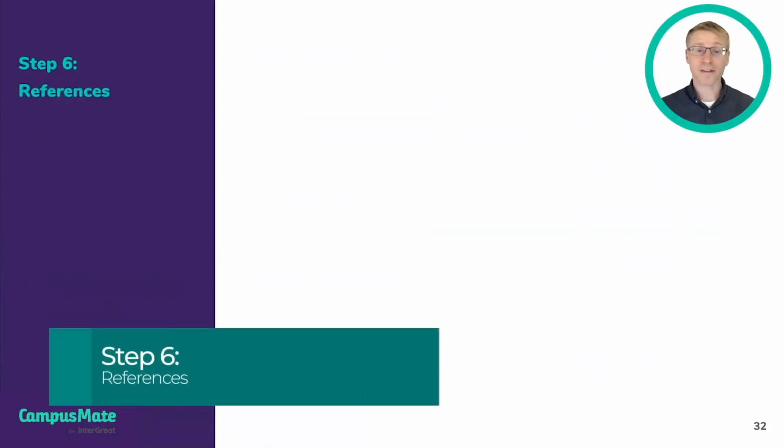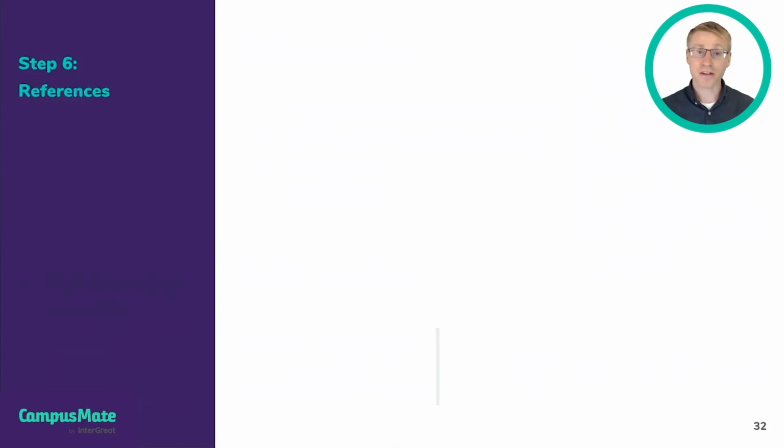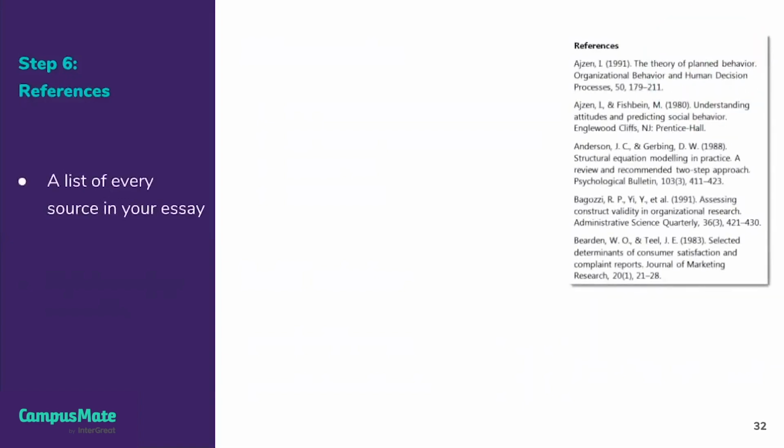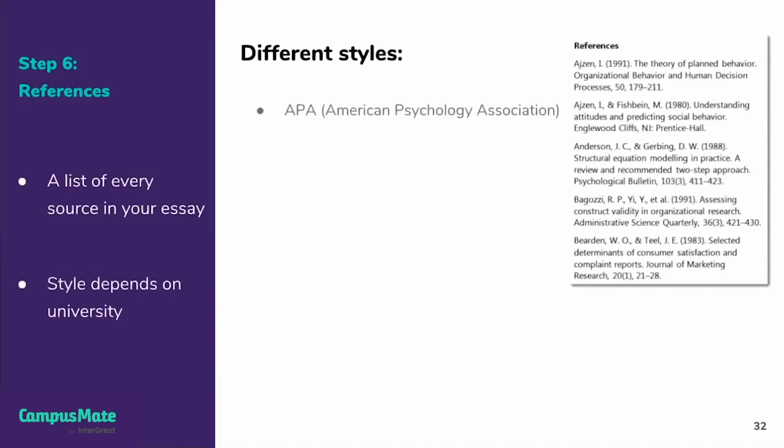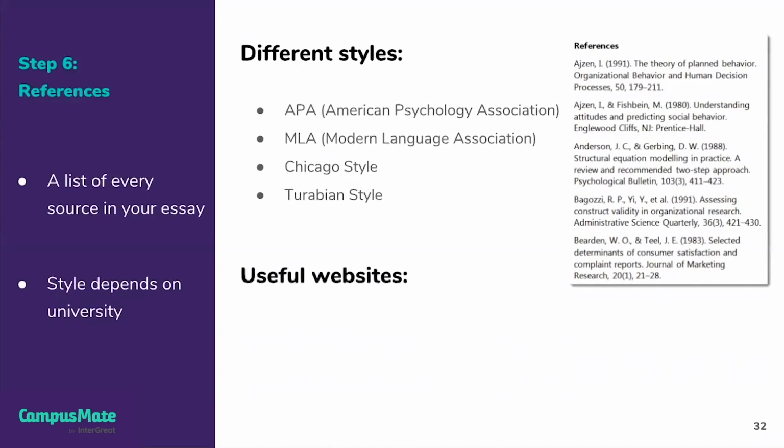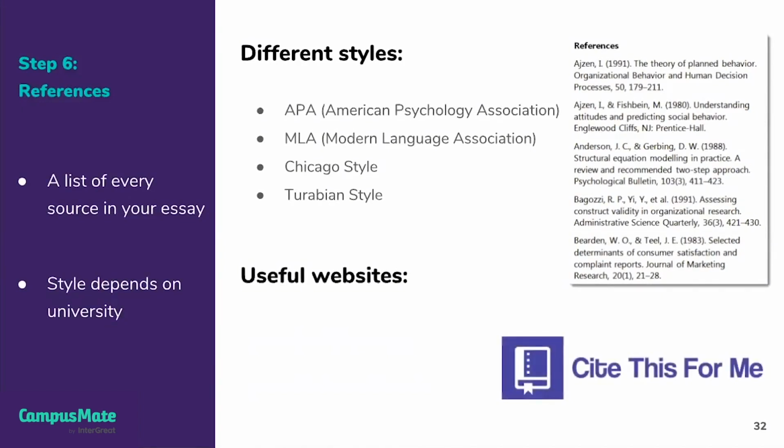Step 6. References. The final part of your essay will be the reference section. This is a list of all the articles and books that you refer to. Different universities have different requirements for the reference format. But the good news is that there are 2 fantastic websites that you can use to automatically generate references. One is called Cite This For Me, while another is called Citation Machine. Use these sites to create your reference section before you start writing.